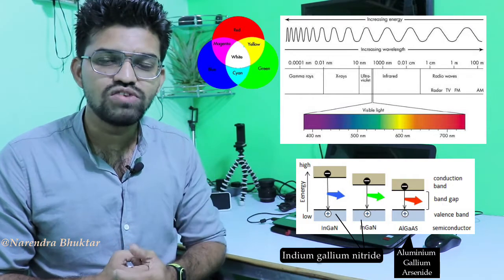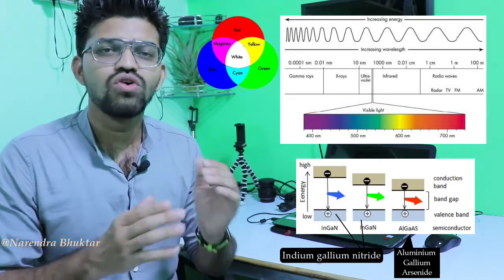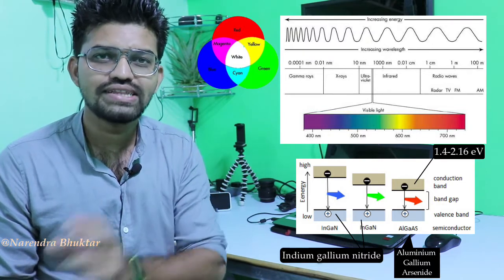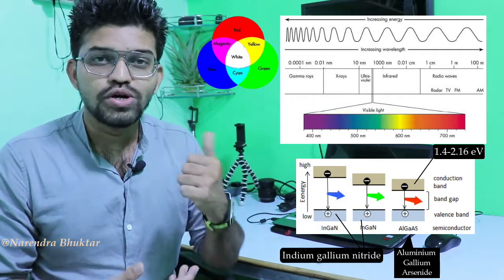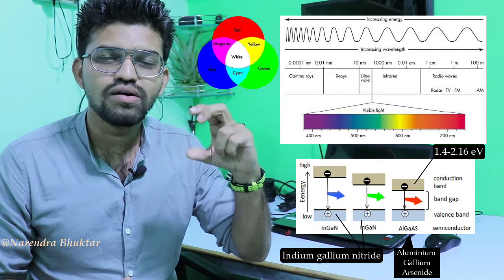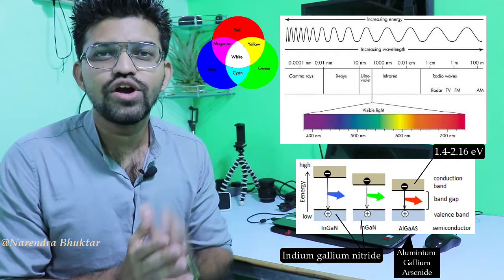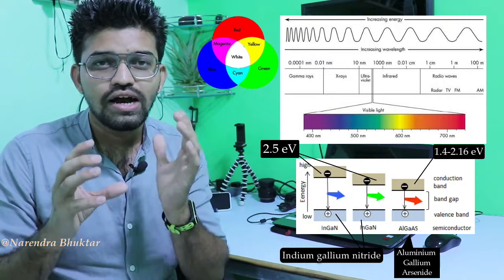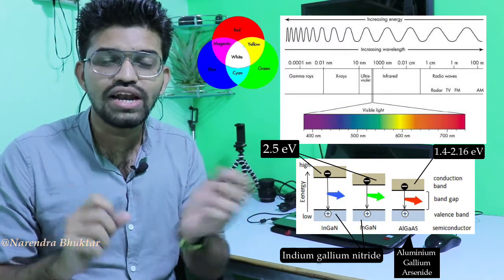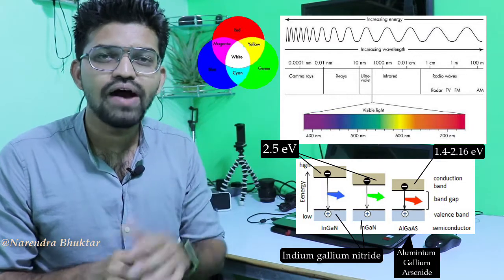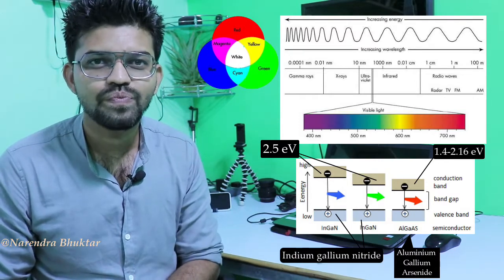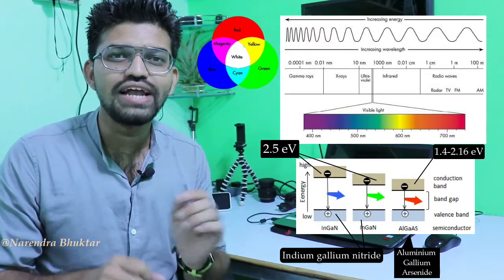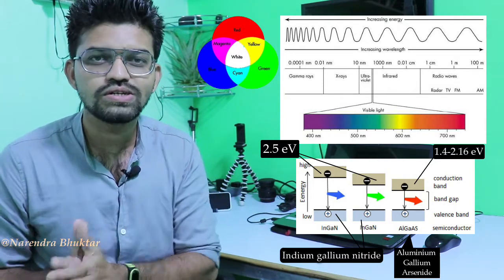The band gap maintained for the red color is 1.42 to 2.16 electron volt, a very small band gap, whereas to produce the blue and the green color we require higher band gaps, about 2.5 electron volt. So these are the relationships between the colors, the band gap and the materials used to produce the different colors in LEDs. This is how the LED works, and how it produces millions of colors having different wavelengths and different intensities.